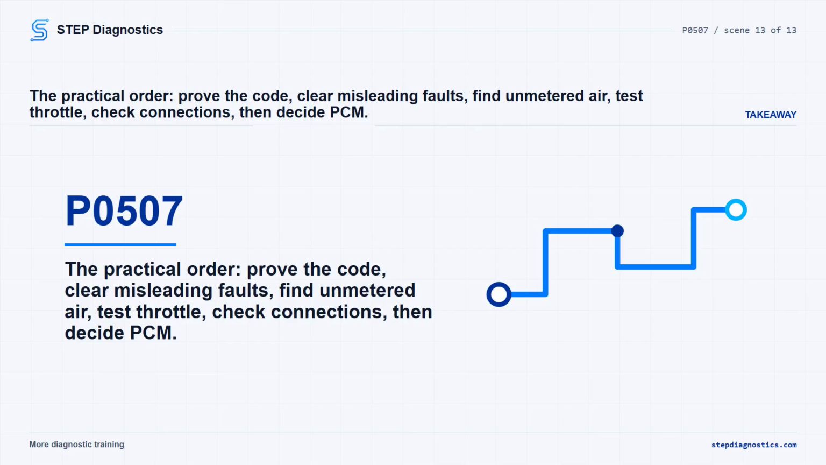Takeaway: this code is a commanded versus actual idle speed problem, so prove the fault first, rule out related throttle and ABS faults, then work through unmetered air, throttle body operation, connections, and only then the PCM.